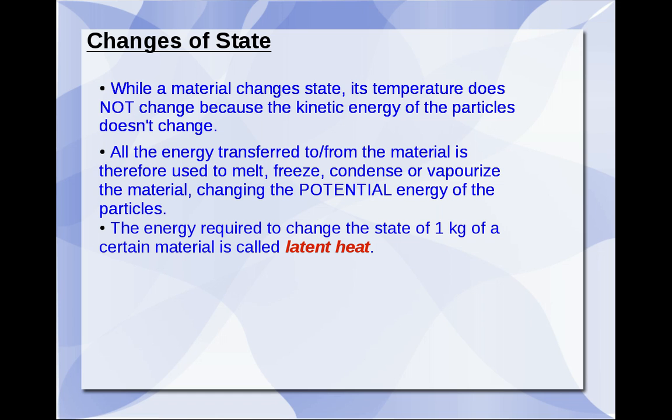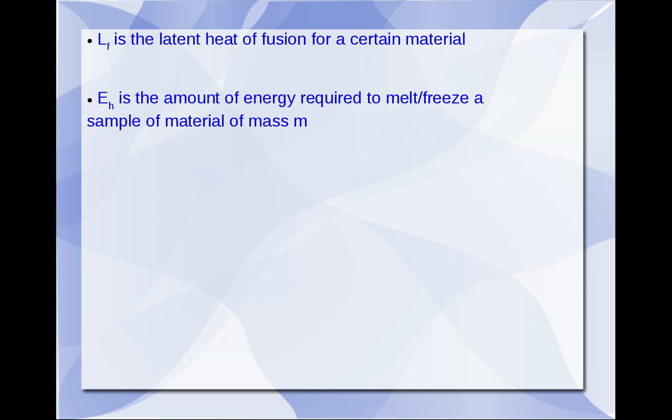The energy that's needed to change the state of 1 kilogram of a certain material is called latent heat. And here's a formula that shows us the latent heat of fusion. So that's equal to the heat energy required to change the state of the material divided by the material's mass, the sample's mass. So L_F is the latent heat of fusion, and latent heat of fusion is measured in joules per kilogram. E_H is the amount of energy required to melt or freeze a sample of mass m of that material.